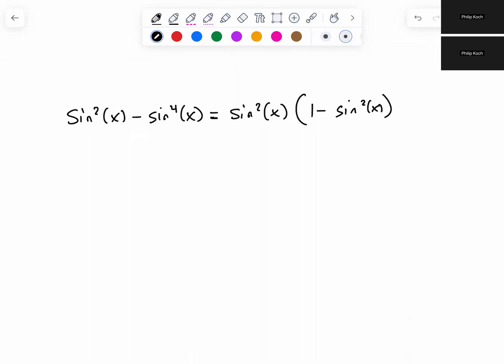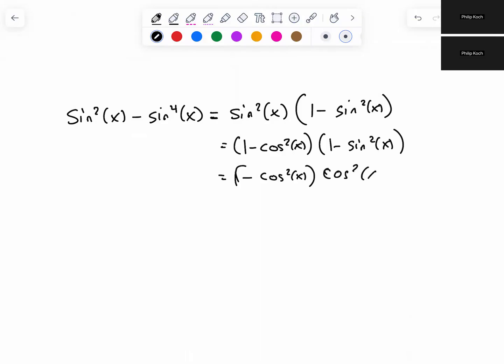Okay. And then what I would do is I would change the sine squared to a 1 minus cosine squared. And then I would change the 1 minus sine squared to a cosine squared. So this would become 1 minus cosine squared of x times cosine squared of x. And then I distribute, which will then give me cosine squared of x minus cosine to the fourth of x, which is what we wanted to show. So it's just a string of equalities. We're starting with the left-hand side, working on it, and bringing it down to make sure it's equal to the right-hand side.